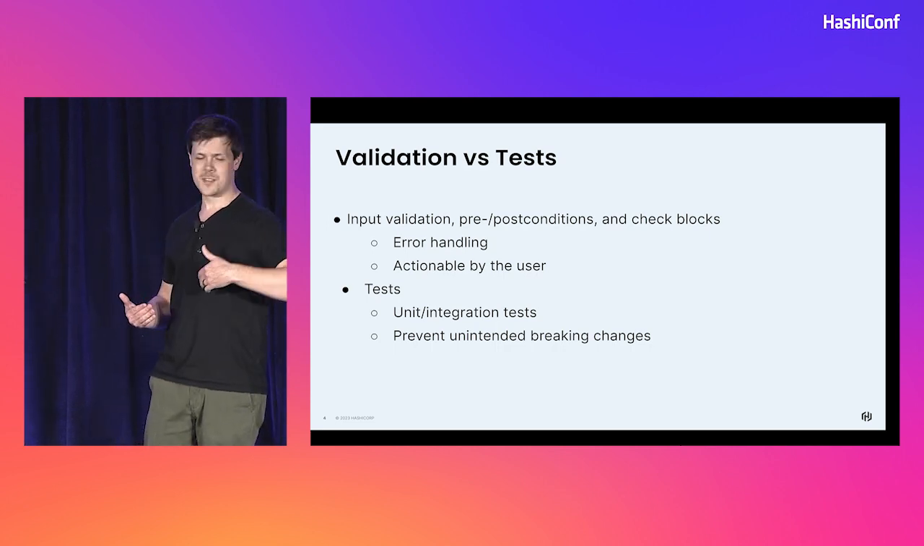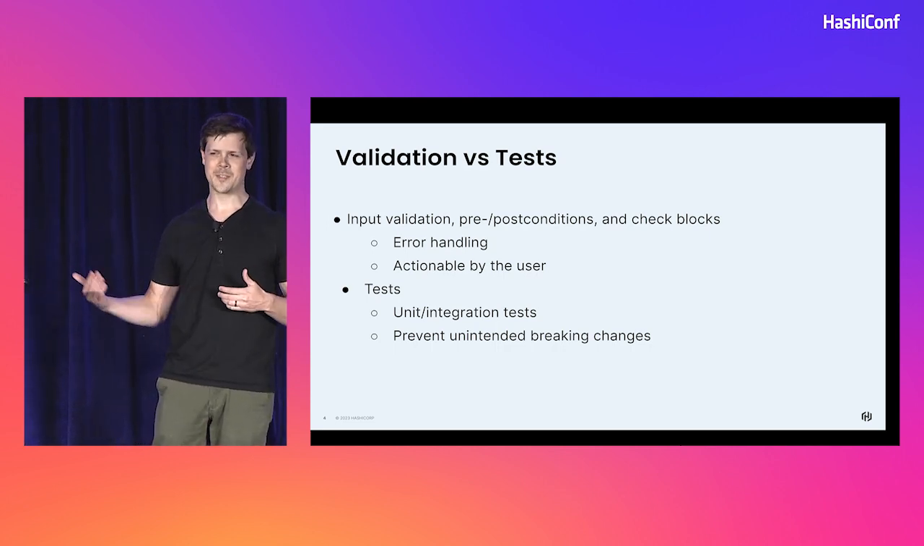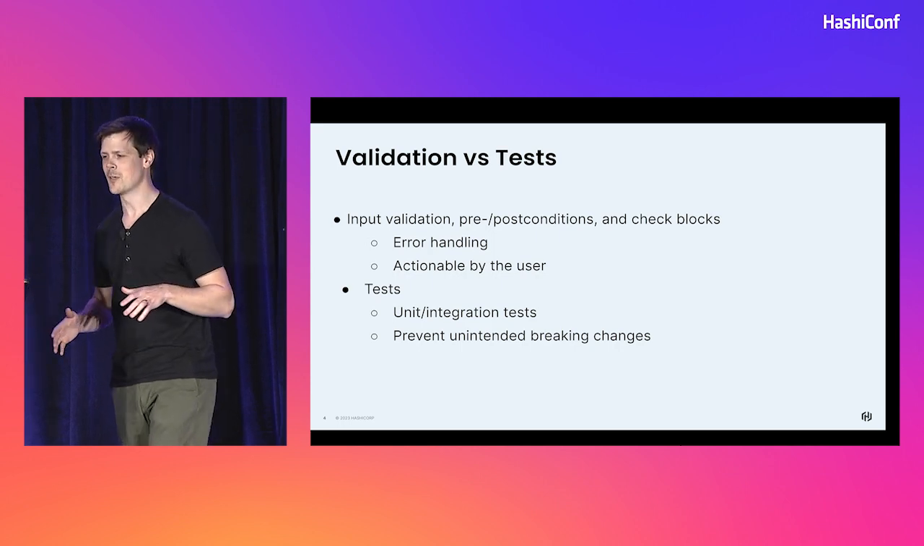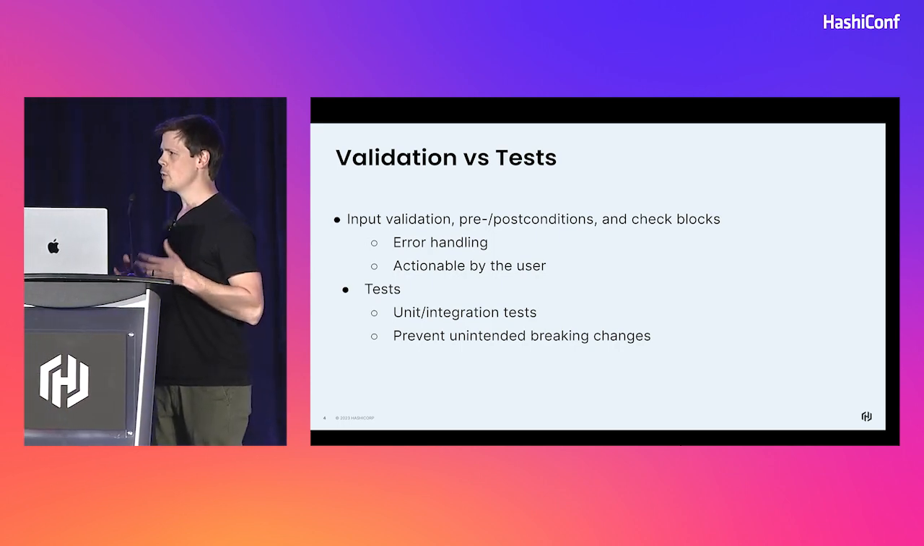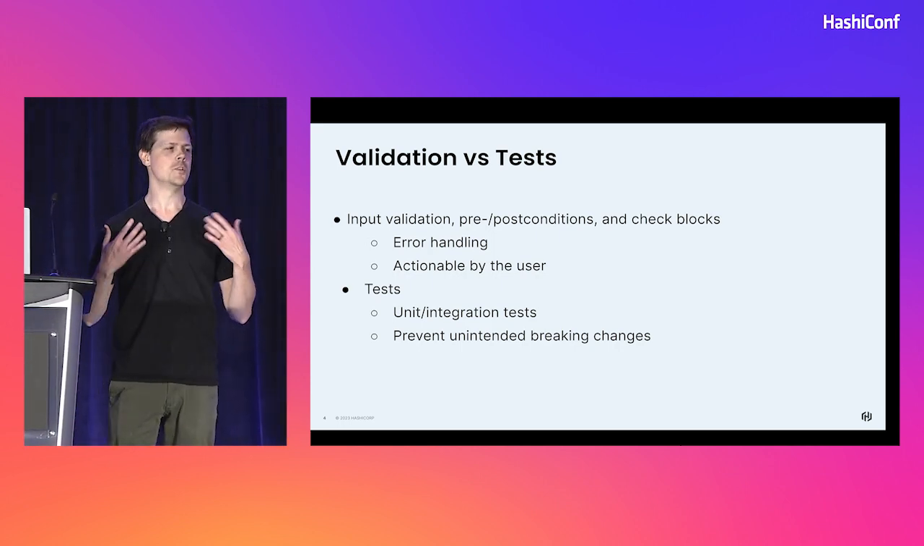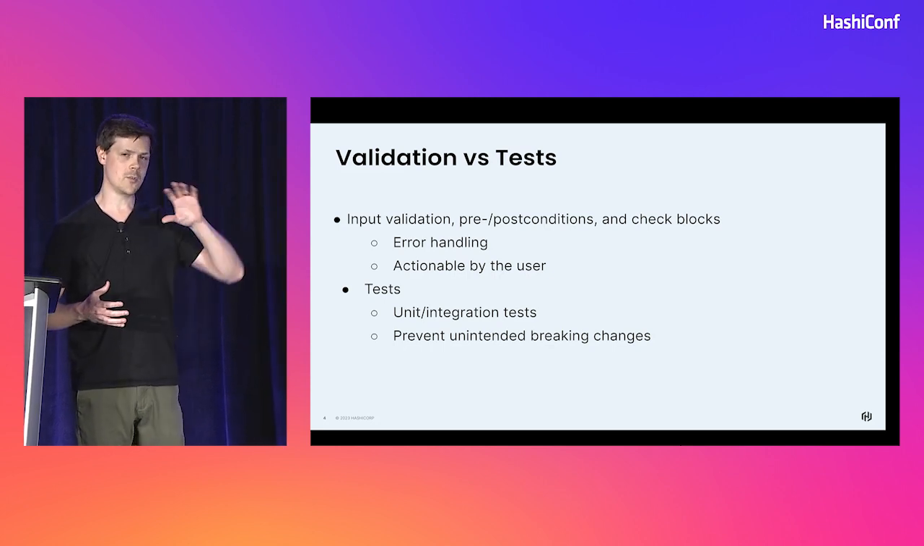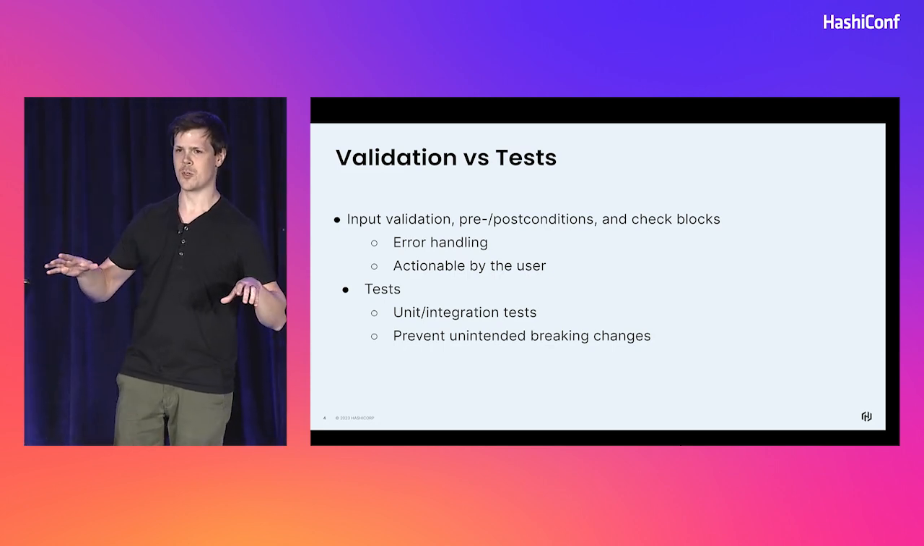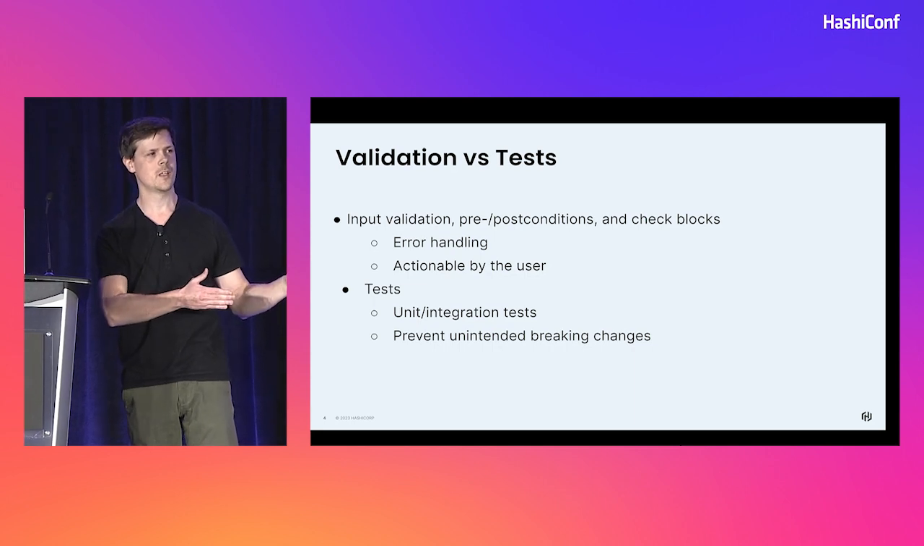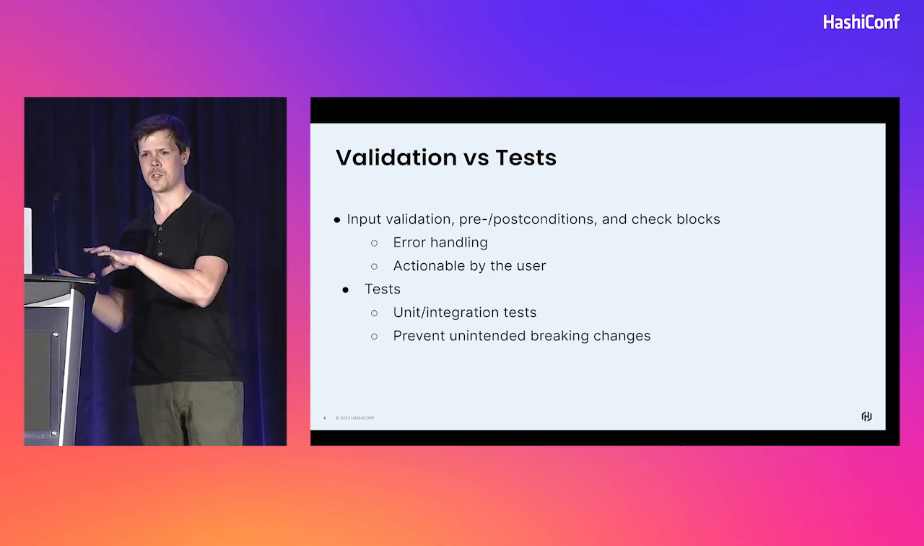If I give an instance count of -3, I should probably tell the user, let's try a positive number. Whereas tests really look to fill that need for unit and integration testing. I give you these inputs, I expect this output. If I have these values for my variables, it should build this infrastructure.